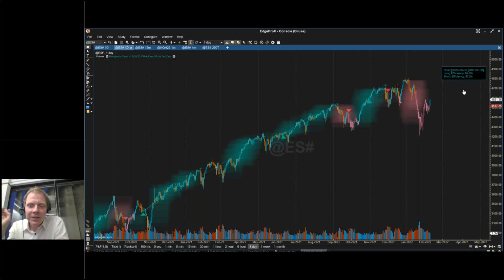But this would tell me as a trader, perhaps for this indicator, I don't want to take these short signals. The success rate, historically speaking, again, this is all based on historical performance, and historical performance is not indicative of future performance. But historically speaking, these signals have not been working out so well to the short side.